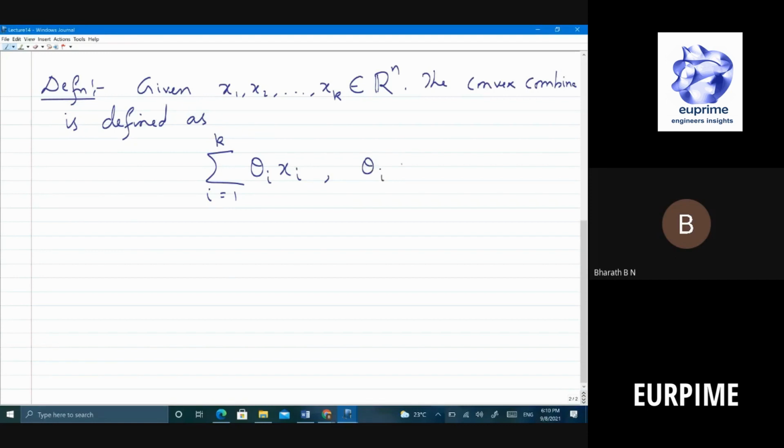Theta i should be greater than or equal to 0 for all i, and lambda plus 1 minus lambda is 1. That means the coefficients, when you add them, you get 1. So here also, when you add the coefficients, you should get 1. Right? This is called the convex combination.